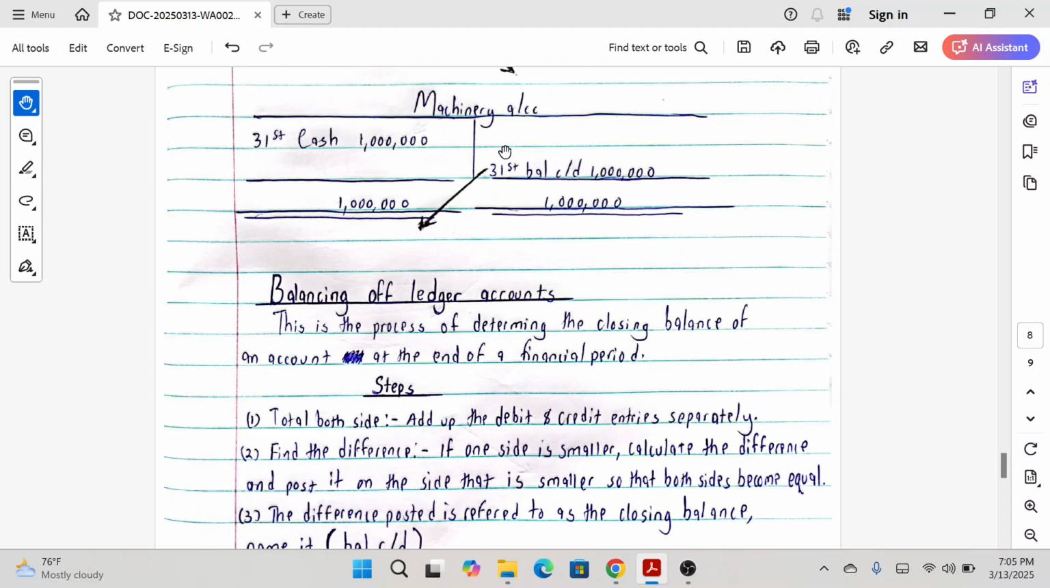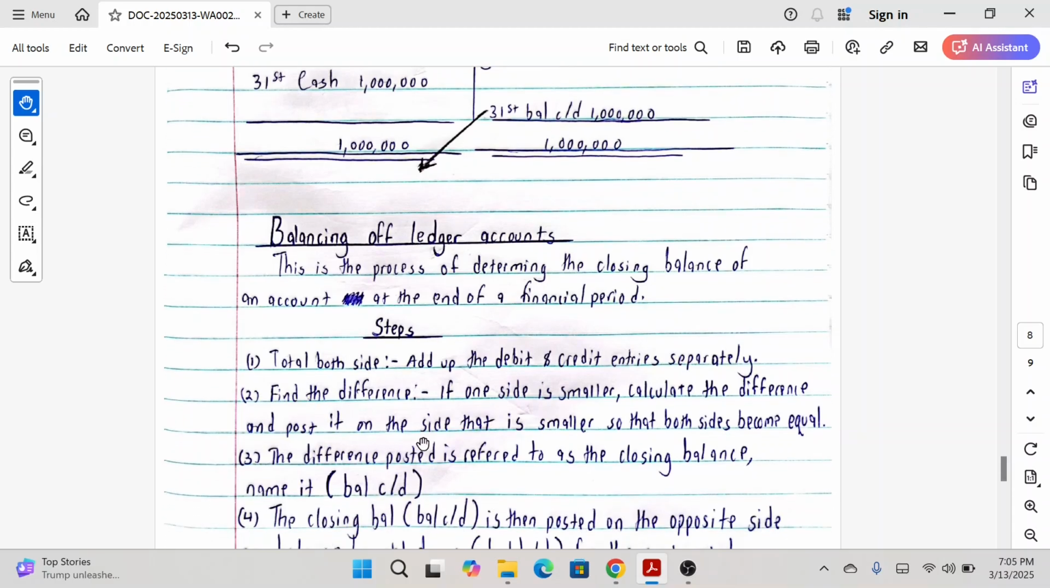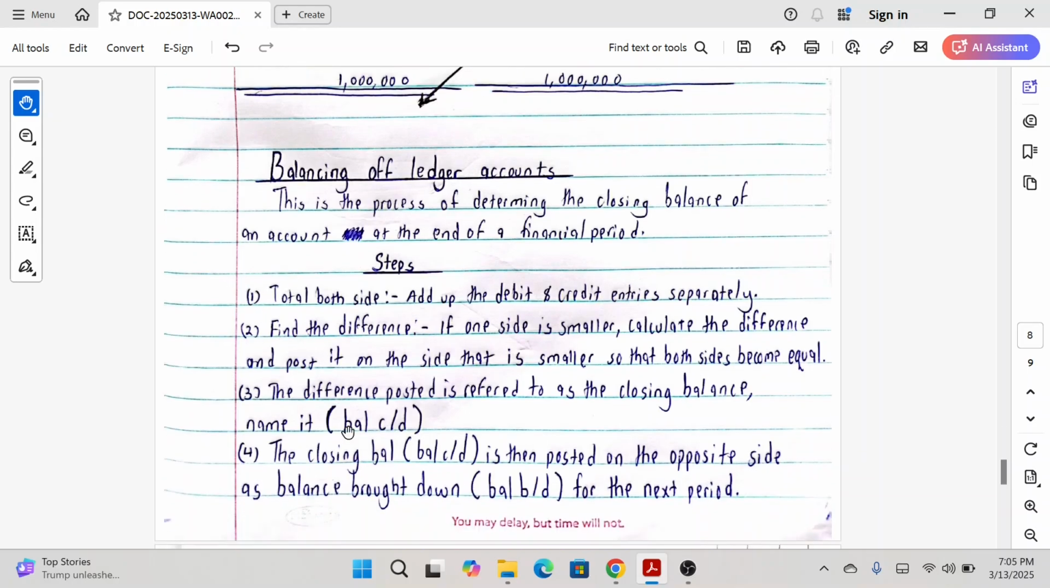So when I calculate the difference between 100 minus 0, it's going to be 1 million. So this is the difference. The 1 million is the difference. Then step 3, the difference posted is referred to as the closing balance. So this is the closing balance. Name it balance carried down. This is what I have done. So the closing balance is then posted on the opposite side as balance carried down for the next period.